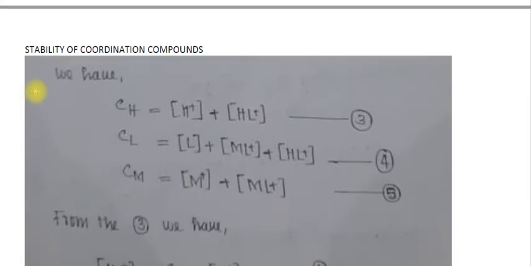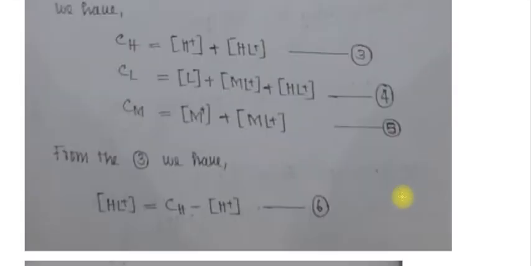And we know that we have Ch is equal to the concentration of H plus plus the concentration of HL plus, and it is equation number 3. Then Cl is equal to the concentration of L plus the concentration of ML plus plus the concentration of HL plus, that is equation number 4. Then Cm is equal to the concentration of M plus plus the concentration of ML plus. It is considered as equation number 5. From equation 3 we have the concentration of HL plus is equal to Ch minus the concentration of H plus, and it is considered as equation number 6.